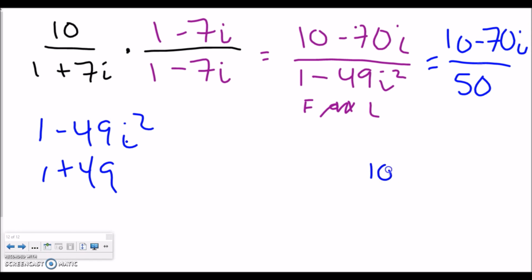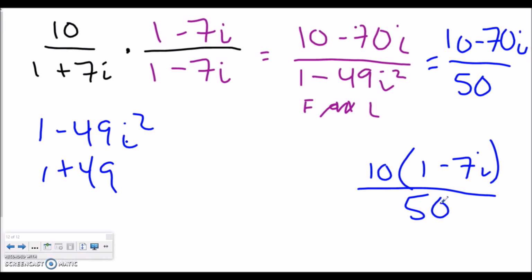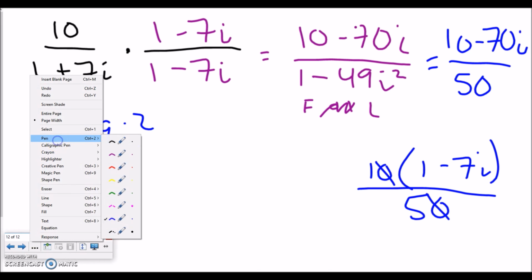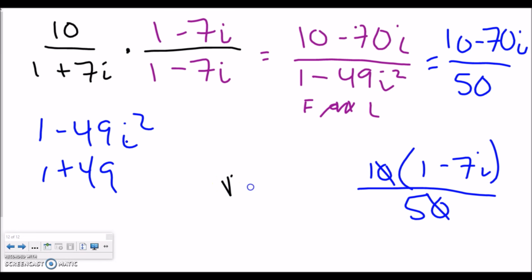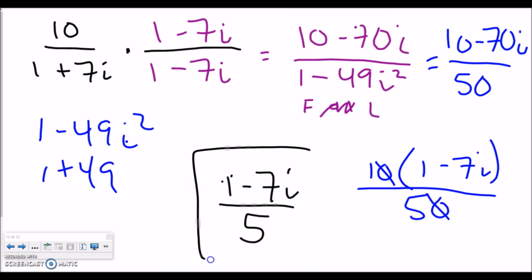And it looks like we're going to do some more GCF factoring in the numerator. And 10 and 50 reduce to 1 and 5. So final answer, 1 minus 7i over 5. And those are complex numbers, and they're not complex at all.